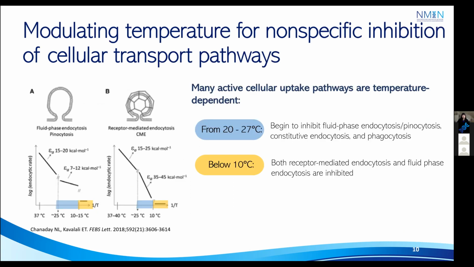Now, temperature modulation is a commonly used method to non-specifically inhibit active cellular uptake pathways. And many forms of endocytosis are known to be temperature dependent, and studies across multiple different cell lines found that there are two temperature inflection points where endocytosis starts to become inhibited. So at around 20 to 27 degrees Celsius, studies have found that fluid phase endocytosis and receptor-mediated endocytosis start to become inhibited in cells, where the endocytotic rate starts to be reduced within this range.